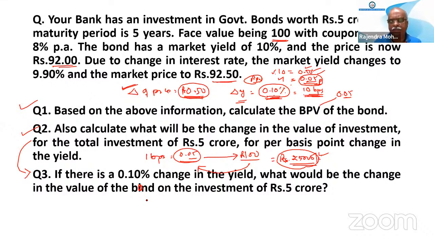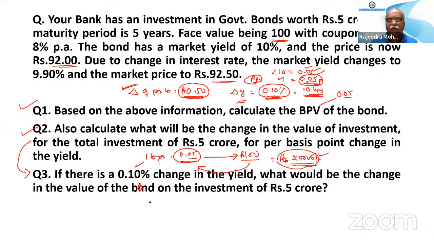Simple. We know the BPV. So how much will it be for 0.10%? If there is a further change of 0.10%, then what will be the investment value? Somebody has answered 12,500. How 12,500? 50,000? Where are you getting 50,000? 2,500? See, you are mistaking something. 2,50,000, sir. Yes. What is your name? Arvind, sir. Okay, fine. It is 2,50,000. Simple thing.